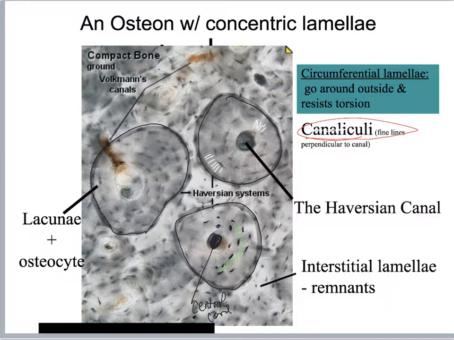All right, and then again, you've got the areas where you don't have a proper osteon, but you still have remnant lamellae from old osteons. That's where you have your interstitial lamellae. All right, so that was the last of the slides in this section. We're going to go on to the next section in Unit 4, where we're going to start looking at the skull.